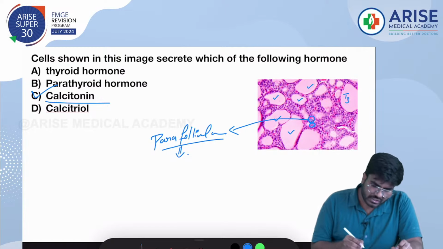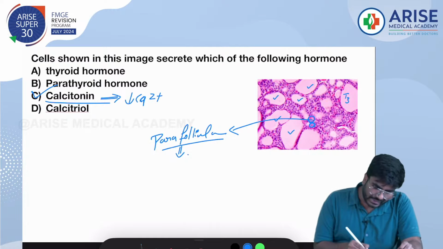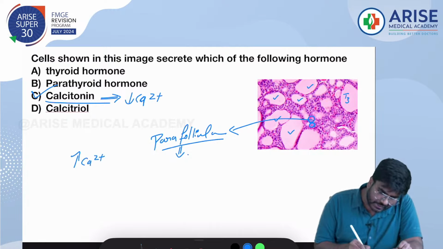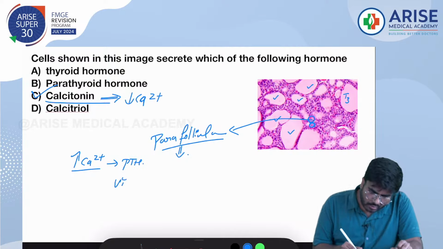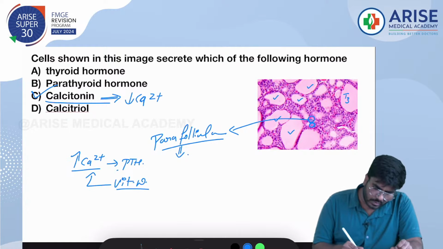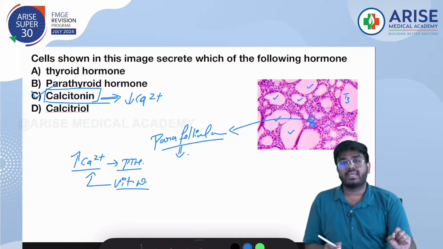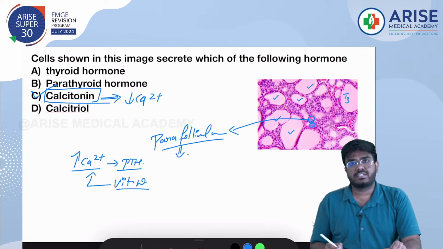Can you tell me what the function of calcitonin is? The function of calcitonin is to decrease the blood calcium levels. Then who increases the blood calcium levels? The blood calcium levels are increased by parathyroid hormone, and also vitamin D. So vitamin D increases the blood calcium levels? True. Parathyroid hormone increases the blood calcium levels? True. Calcitonin decreases the blood calcium levels.